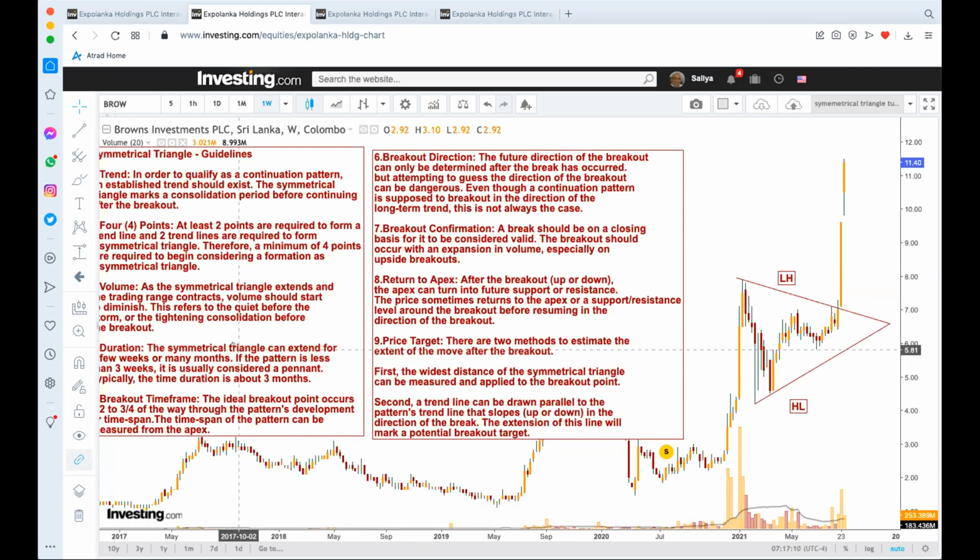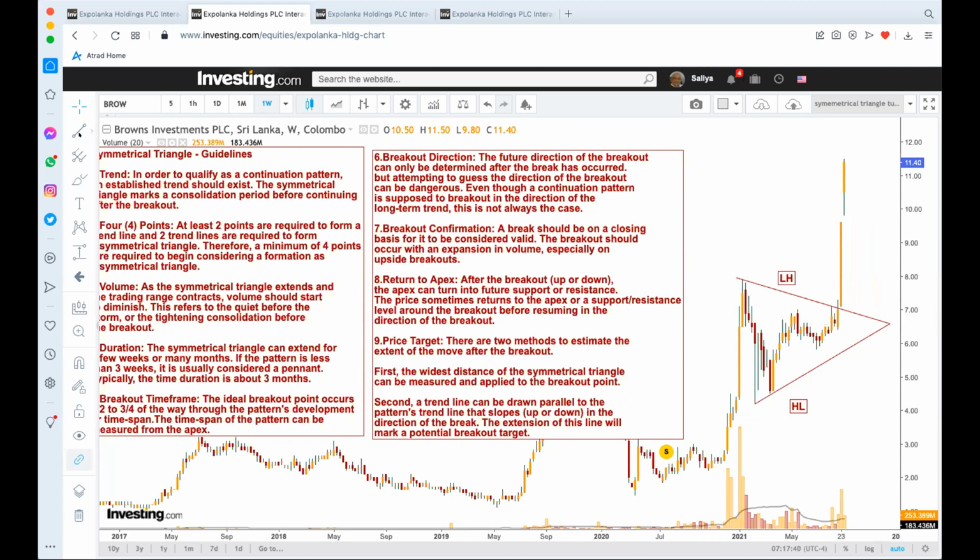The duration, right? The symmetrical triangle can extend for a few weeks, many months, so I mentioned that. Then the breakout. The breakout could be half or 3/4 of the way through the pattern's time span. And in order to look at the time span, we will be using the apex of the triangle. The apex is the meeting place of the two trend lines. The meeting place of the two trend lines is here.